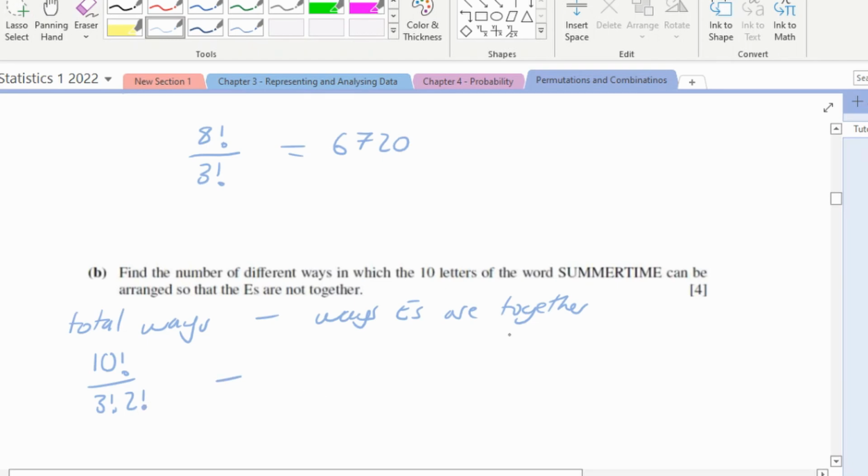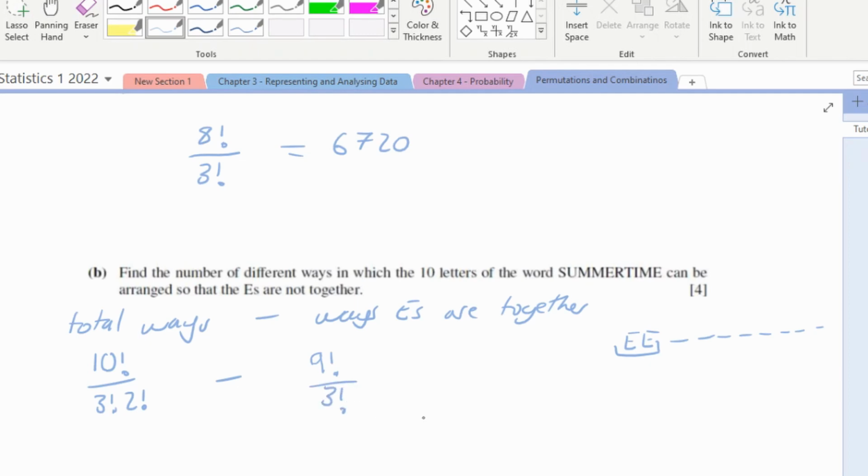And then what about the ways when the E's are together? So if we take the E's and put them together, how many other letters do we have? Is it 8? I think it's 8. So, 8 other letters, and then we treat the E's as 1 letter. So it's 9 factorial. So we're going to take away 9 factorial. And within the other letters, there are 3 double ups. That's the M's. So that's 9 factorial divided by 3 factorial. We chuck that into the calculator. Anyone got an answer on that?